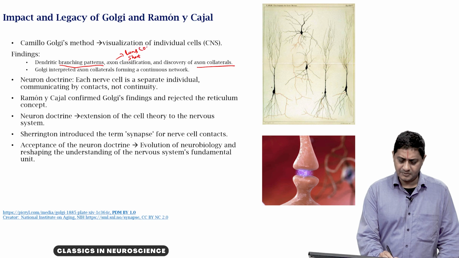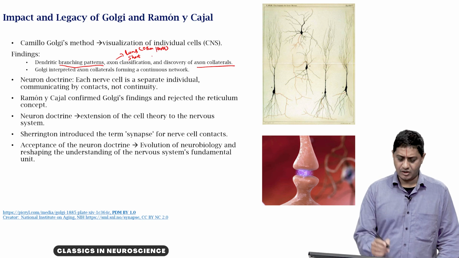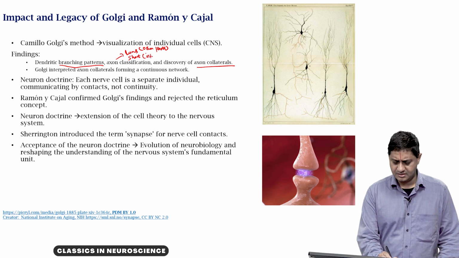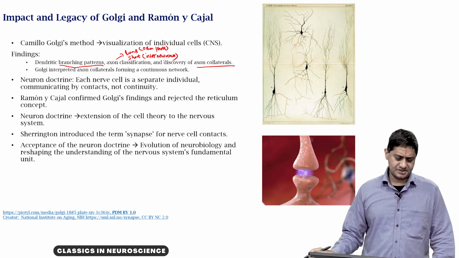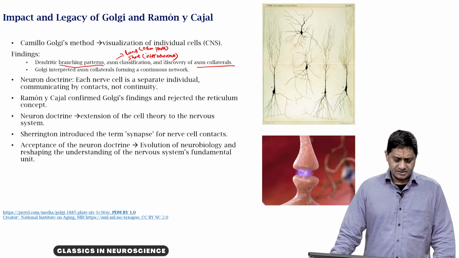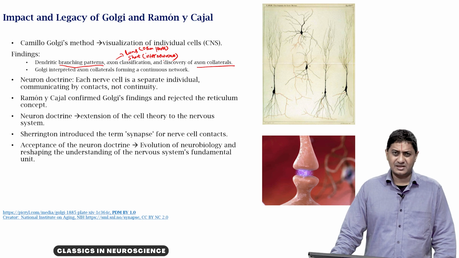Those that connect other parts of the body or other nuclei usually have long axons, and those with short axons are usually interneurons. Now they have been identified as interneurons. Somehow Golgi interpreted the axon collaterals as forming a continuum. That is, he said that axons continue and do not end freely.